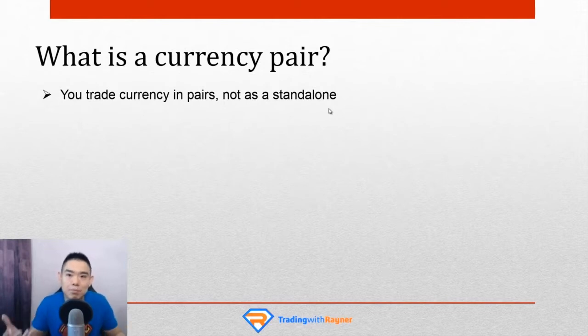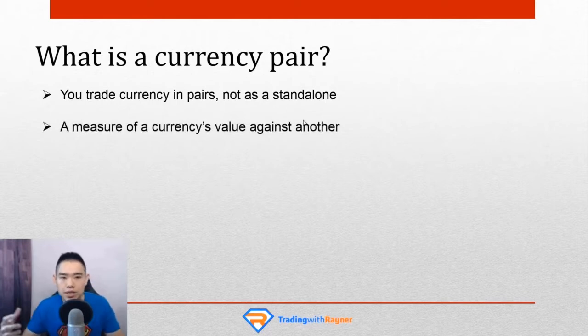You can't just say, I want to buy some euros. Then the other party will be thinking, sure, you're going to buy some euros, so what are you giving me in exchange? So this is why currencies are traded in pairs, not as a standalone. In essence, currency pairs help you measure a currency's value against another currency.